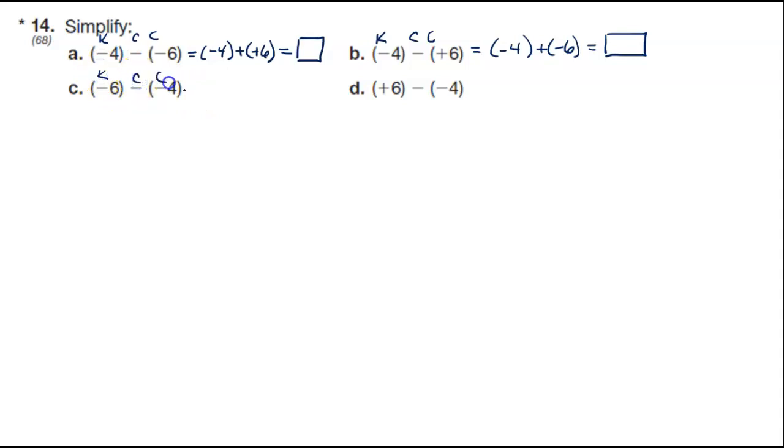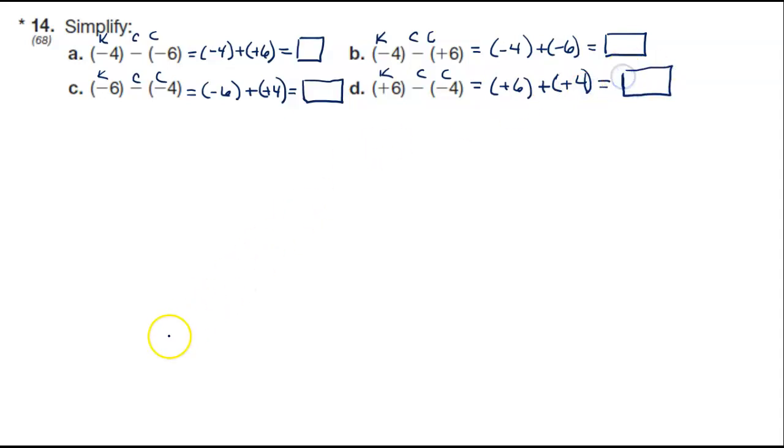Keep, change, change. So I have -6 plus a +4. They're opposite signs, so I'm going to subtract and take the sign of the larger. Keep, change, change. +6 minus, or I'm sorry, plus a +4. Same sign, so you're going to add and keep the sign.